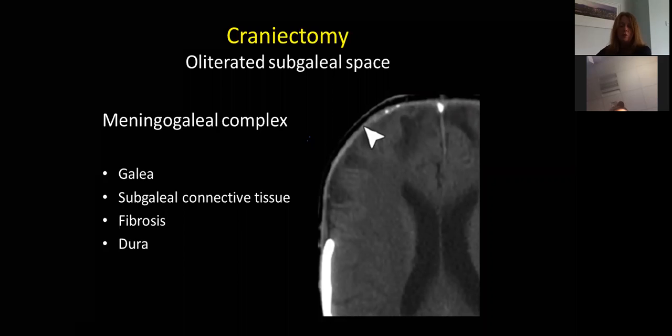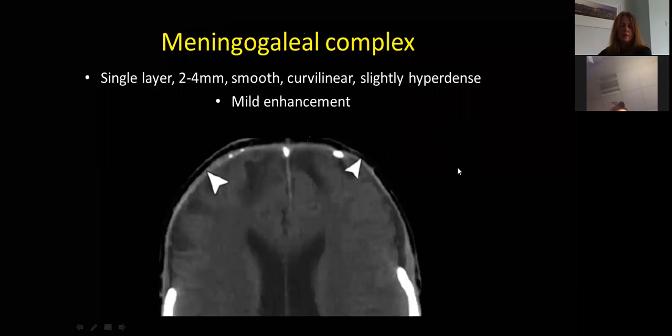In the pictorial from earlier, you can still see skin here, and you can still see a bit of subcutaneous fat here as well. But the rest of it is actually just one big complex. And this is what it looks like. It's usually 2 to 4 millimeters. It's quite thin, it's curvilinear, and it's relatively hyperdense, and it might enhance. But this is the normal appearance.